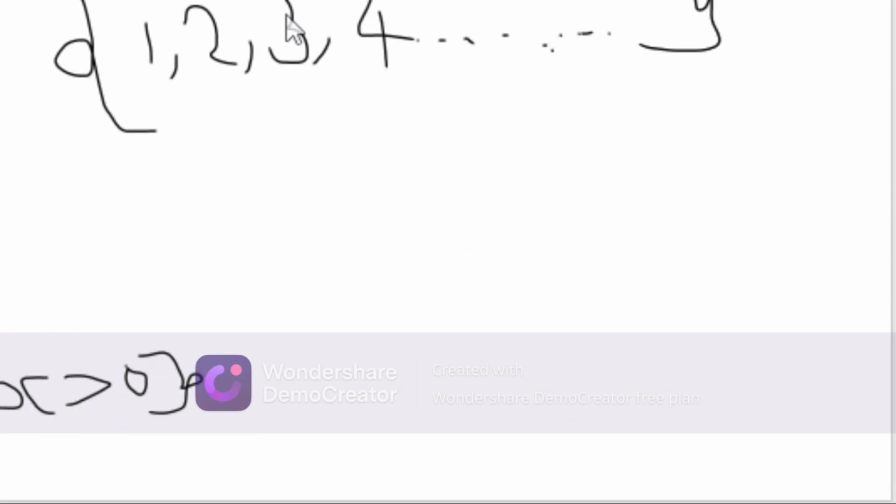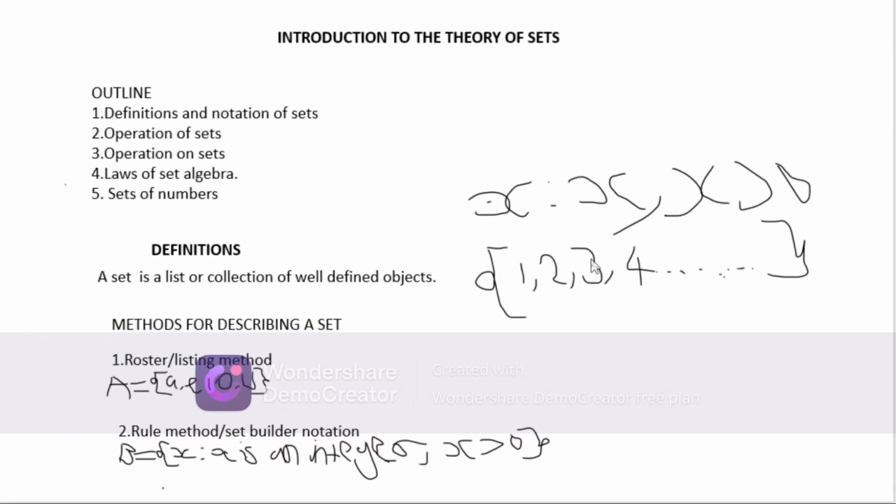So these are the two types of describing a set. Now let's go to the types of sets. A set can either be finite or infinite. Now, what does it mean when you say a finite set?